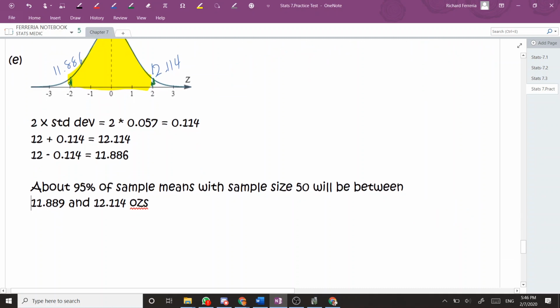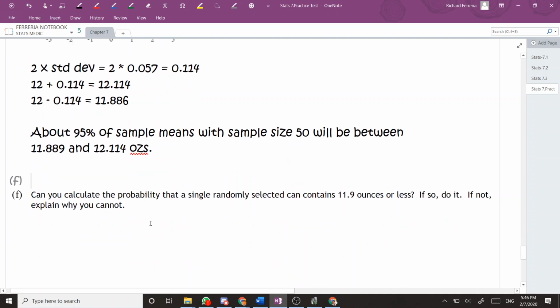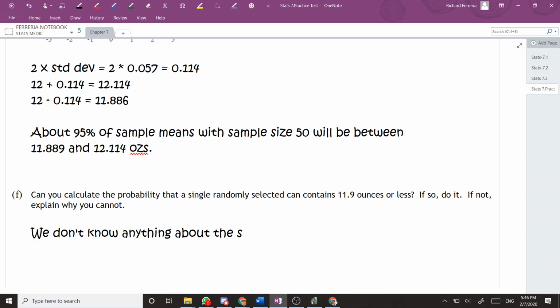Okay, and we can finish this off now with letter F. Can you calculate the probability that a single randomly selected can contains 11.9 ounces or less? If you can, do it. If not, explain why you can't. Well, the problem is we don't know anything about the shape of the population, so we cannot compute this.